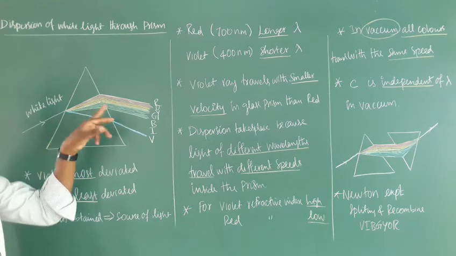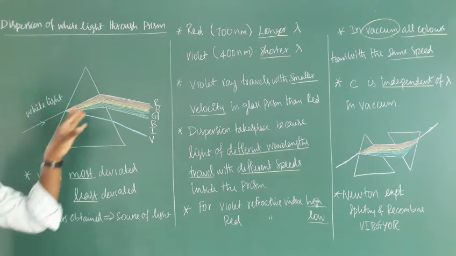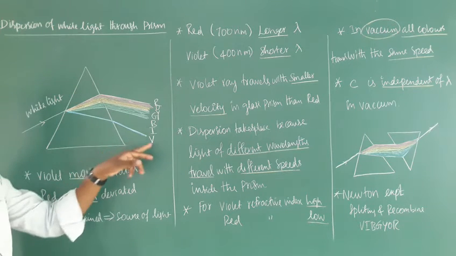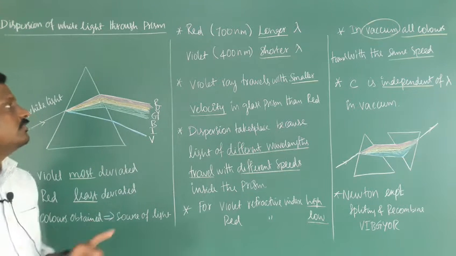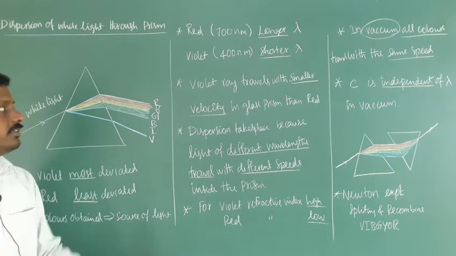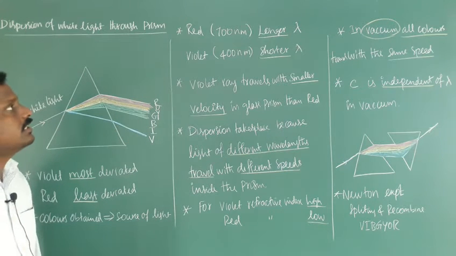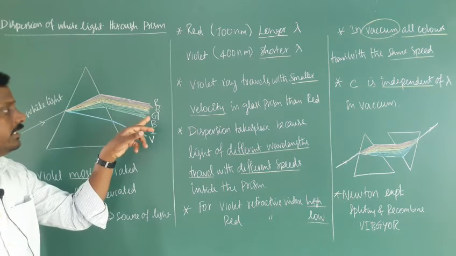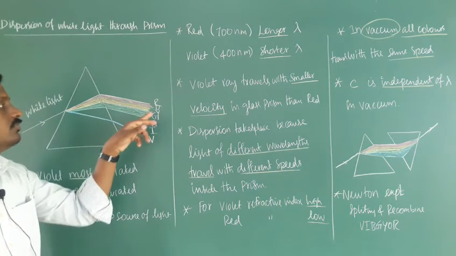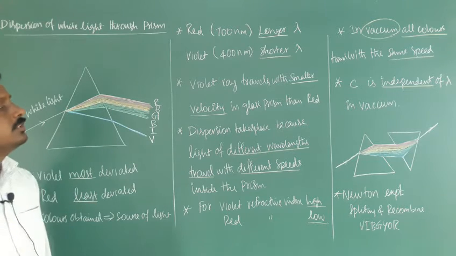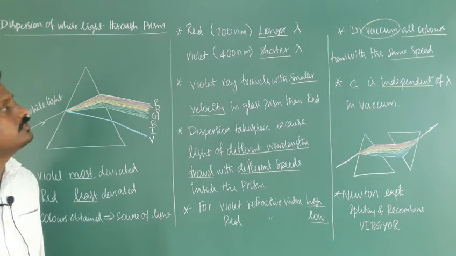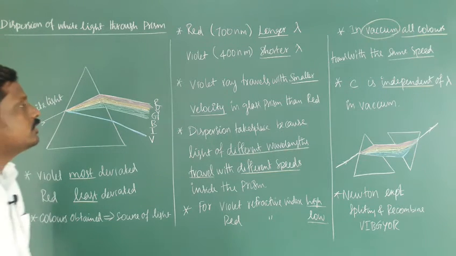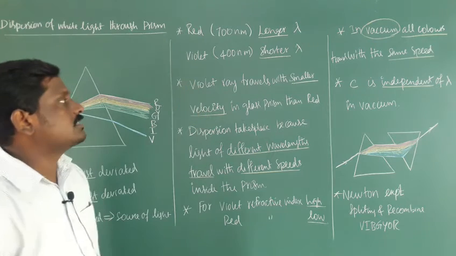The colors obtained from the prism using dispersion depend upon the nature of the source of light. Every color has a definite wavelength. Violet has a wavelength of 400 nanometer, that is a shorter wavelength. Red has a wavelength of 700 nanometer. Green is 550 nanometer and yellow is 589 nanometer. So red has a longer wavelength, and violet has a shorter wavelength.